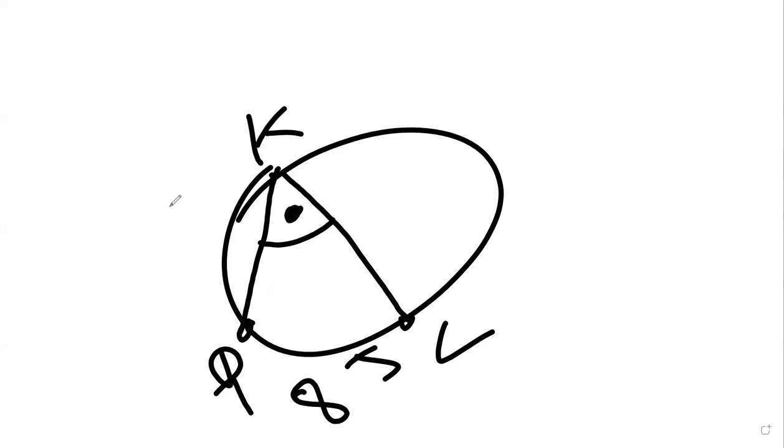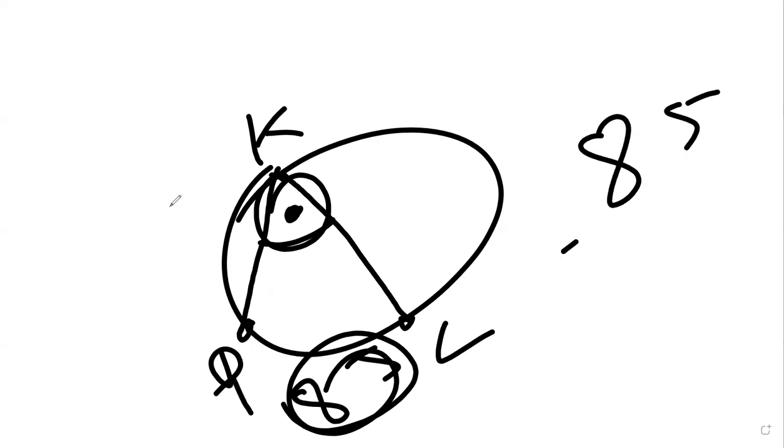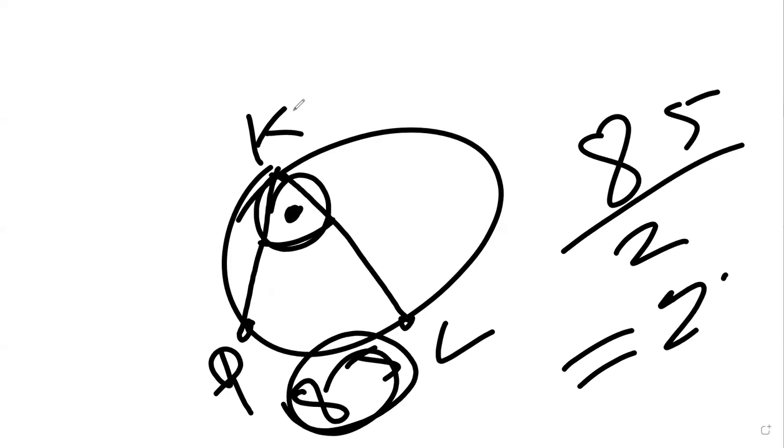Now, what's the relationship between the inscribed angle and its intercepted arc? Always remember that the inscribed angle is always half of the intercepted arc. That's always the relationship. So all we need to do is divide this by 2, and 85 divided by 2 is 42.5. All right, so let's move on.